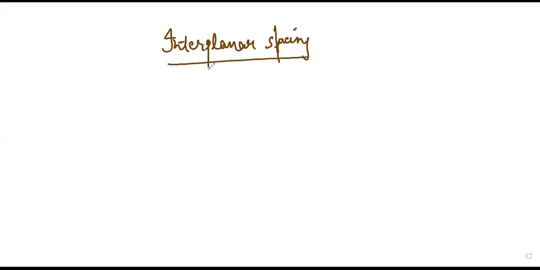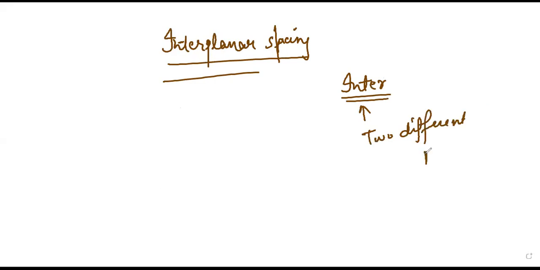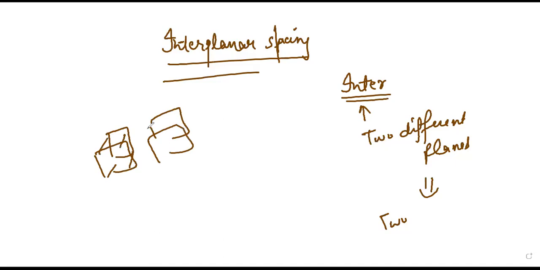Okay, let's start. First of all, we are going to cover interplanar spacing. Interplanar spacing between, we are talking about space between two planes, okay? Inter means two different planes, two successive planes. For example, we have these two planes. This is the first plane and this is the second plane. They are connected together to form a complete crystal lattice, and the space between these is known as interplanar spacing. So it is denoted by d_hkl.